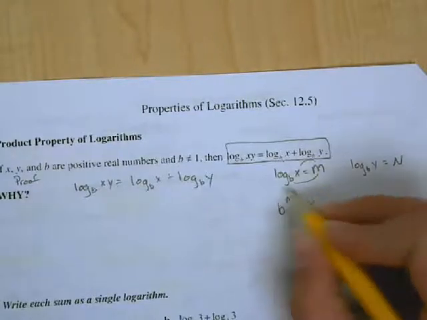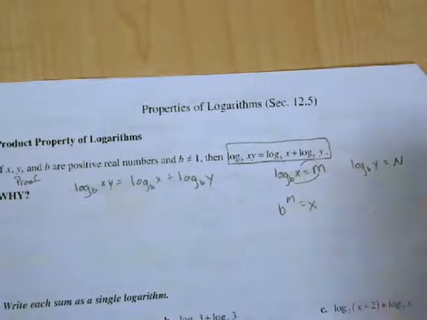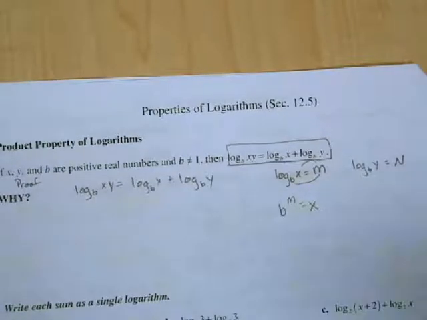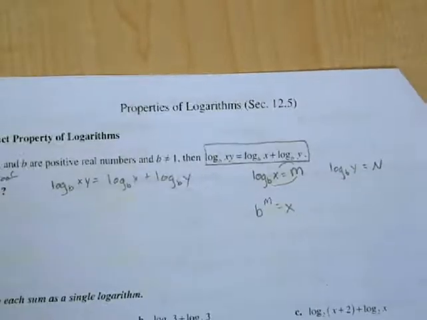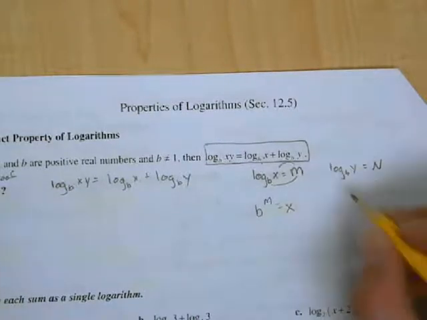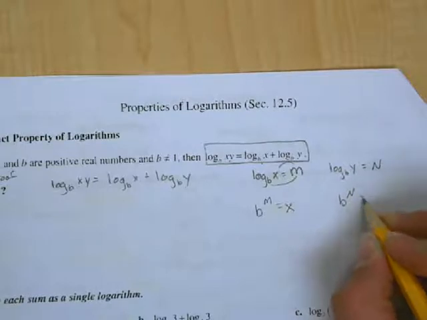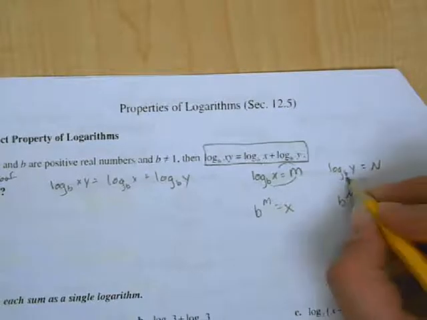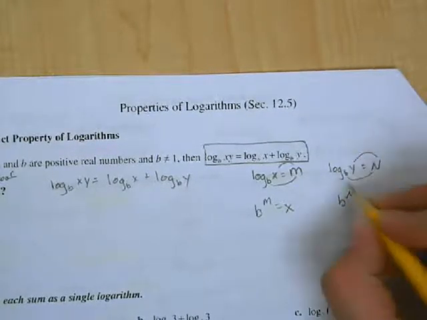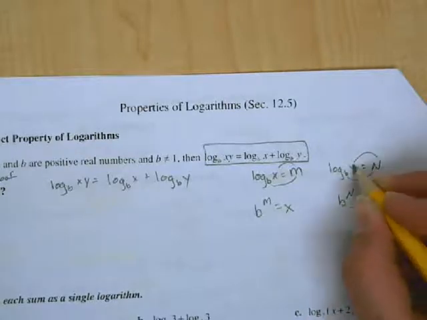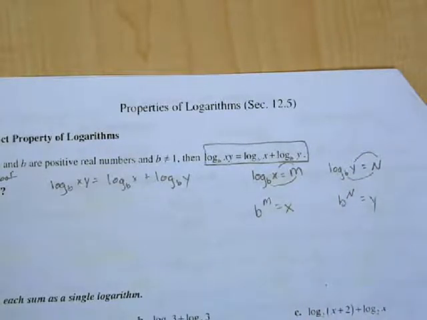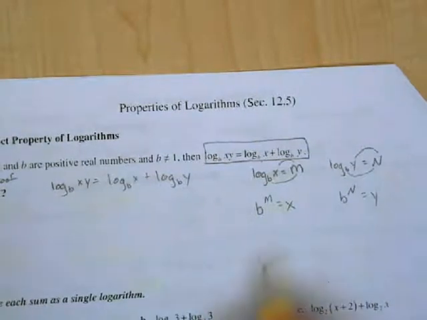Now I'm going to be able to work with exponentials instead of logs, because we have all of these properties about exponentials that we've already covered in this class that I can use. So same thing here, b raised to the n power is equal to y. Again, that's using that snail method where you just loop around. Start with your base, exponent, argument goes at the end. So b to the m is equal to x, b to the n is equal to y.